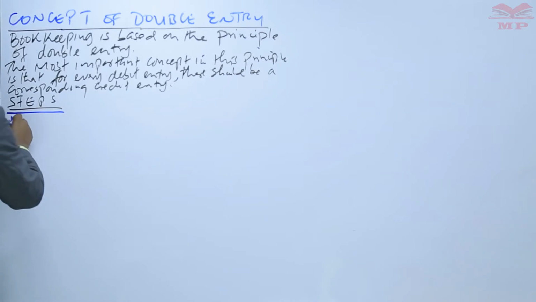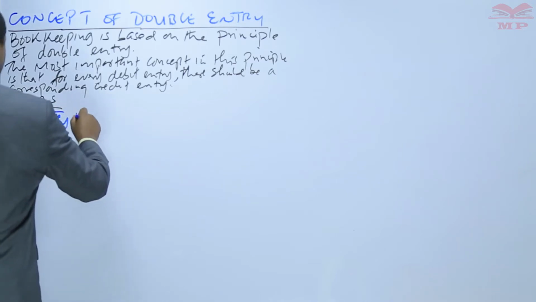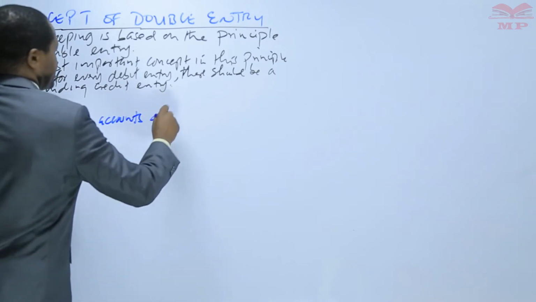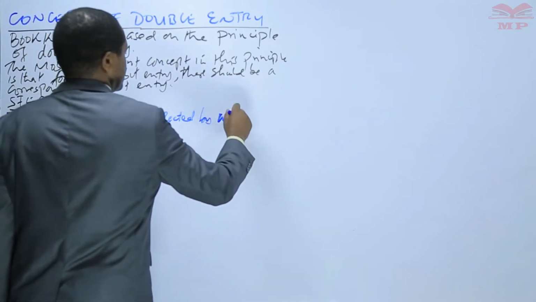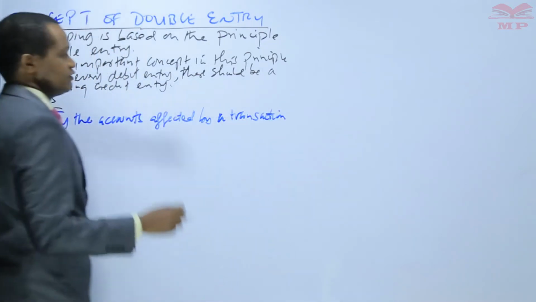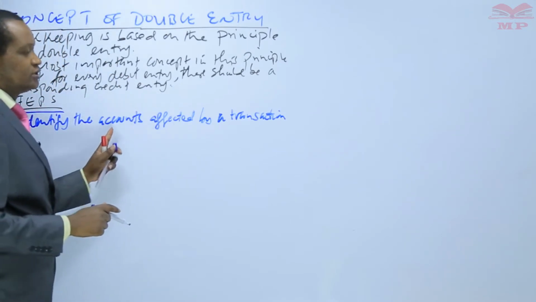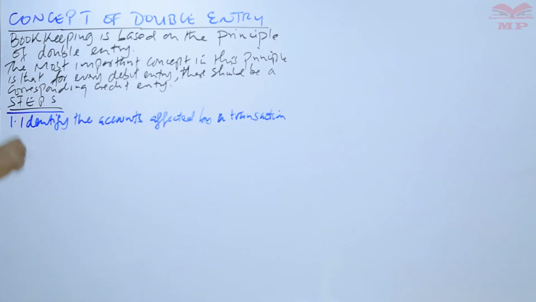Step number one, identify the accounts affected by a transaction. If you have a transaction, before you record it, first you need to identify which two accounts or more than two accounts are affected. Identify the accounts affected by a transaction.